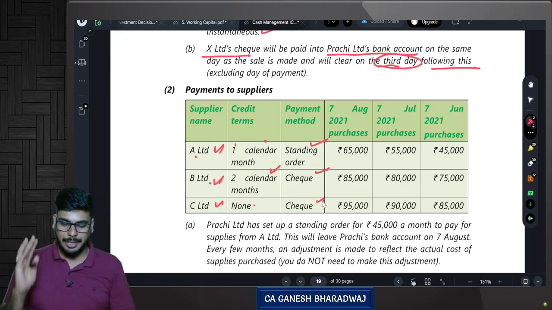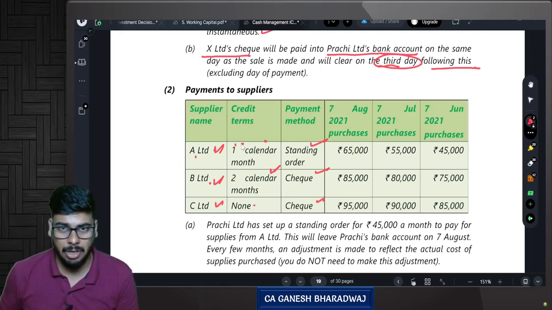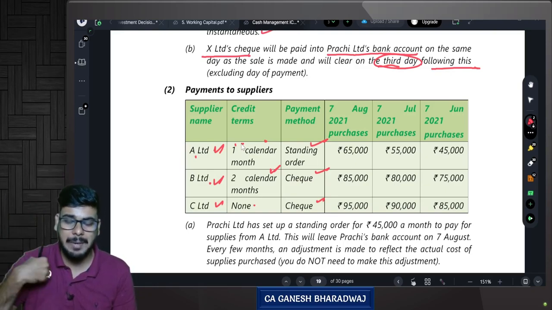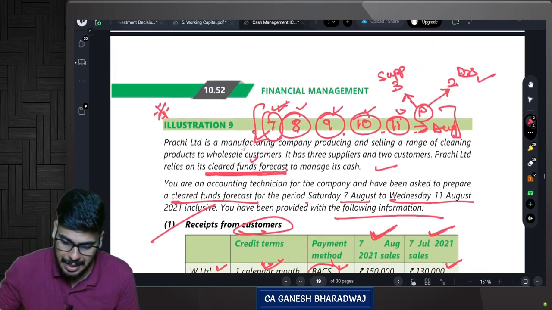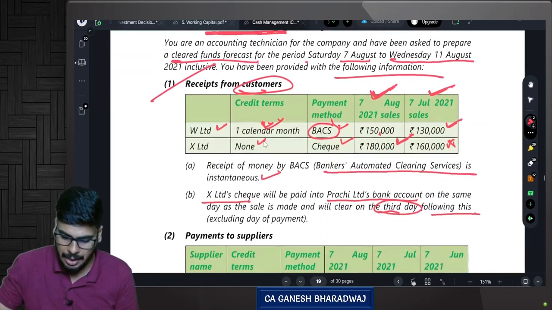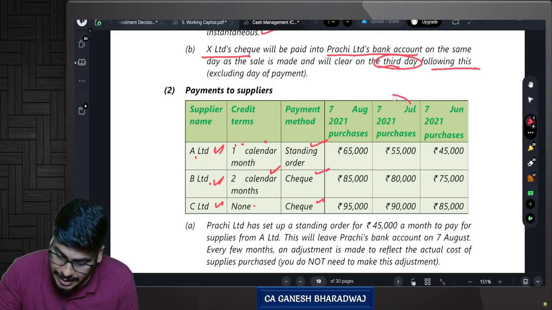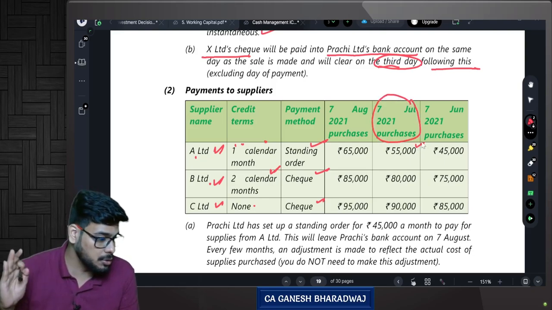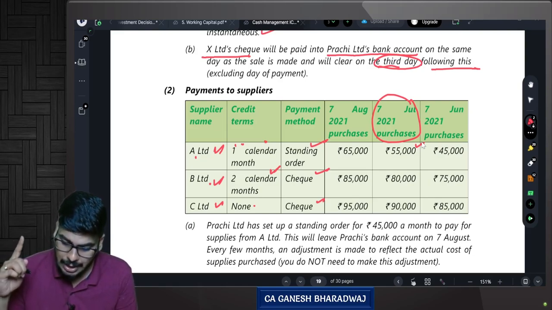Right? Now, look at this. A Limited, 1 month is the credit period. Correct or not? Which means the purchases that I made 1 month back, I will be paying today. Correct? Now, we are preparing the budget. For what period? 7th to 11th August, correct? So between 7th to 11th August, which payments will come? The purchase made on 7th of July, correct? Or in other words, this 55,000 rupees, yes or no?